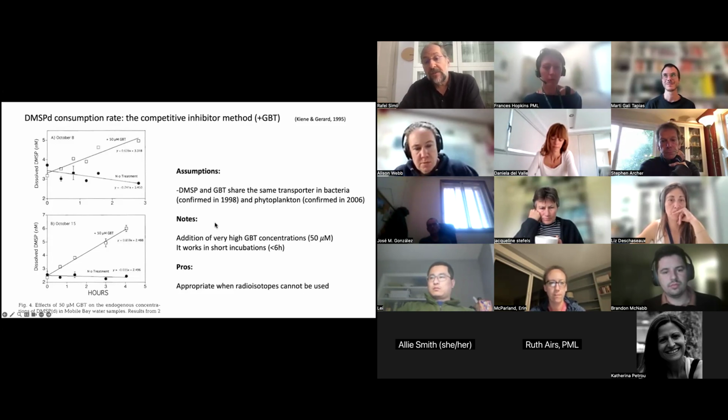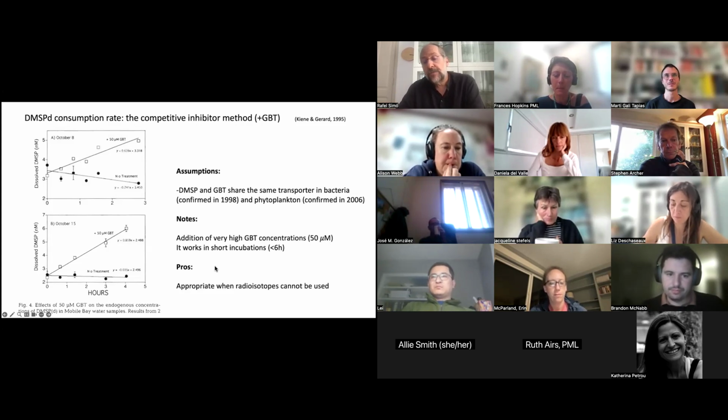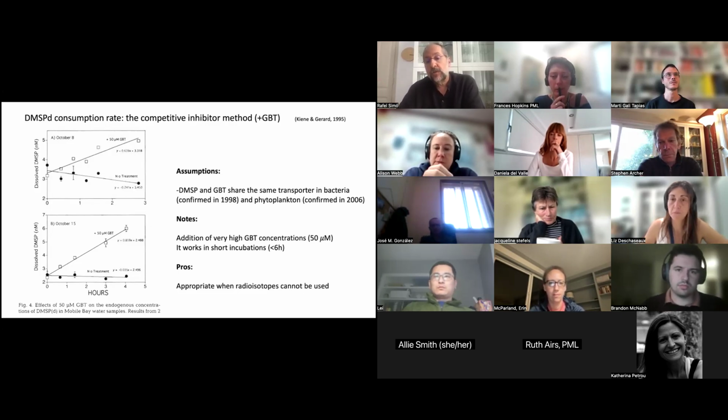Note that this only works at very high GBT concentrations, even though we know that the dissolved DMSP concentrations are low. You need to add orders of magnitude higher concentrations of GBT, and it only works in the short term, less than 6 hours. After a while, the inhibition is not so efficient. The pro is that this is very convenient, or one of the only ways to estimate the dissolved DMSP consumption when radioisotopes cannot be used for any reason, like regulations, danger, etc.